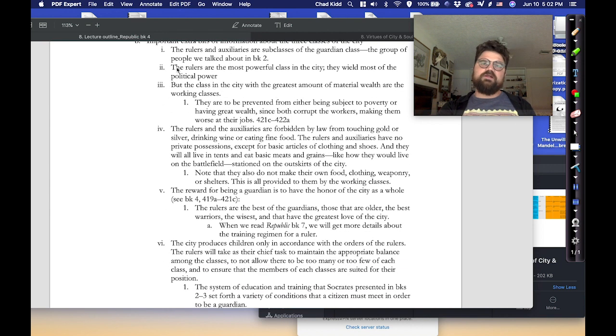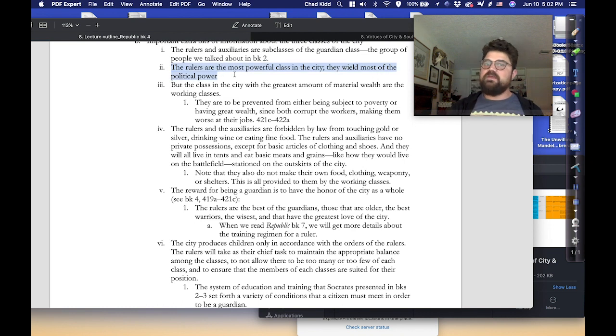Another key point here is that the rulers in the structure of the city are the most powerful class in the city. They wield the most political power. I mean, really, the word of the rulers is the final word for what goes in the city. So it seems the rulers aren't just going to make decisions haphazardly. According to the analysis that Plato is giving in Republic Book 4, the rulers will make decisions that derive from a genuine capacity of wisdom. So they're going to make informed decisions.